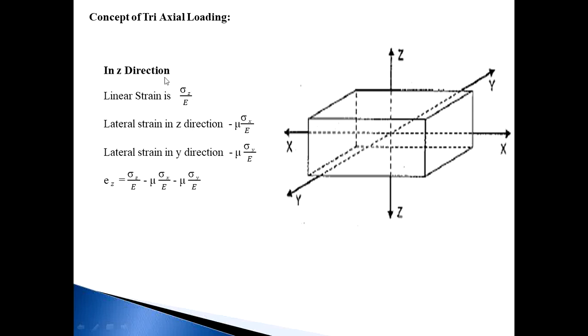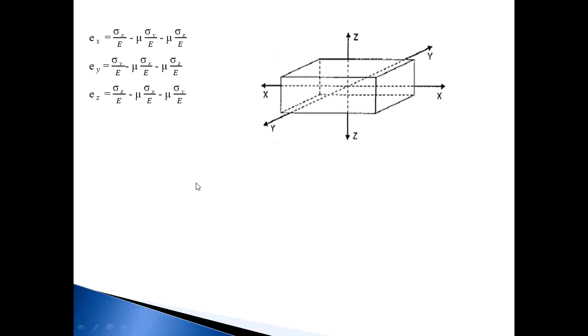Then next, in the Z direction. Now our linear strain is in the Z direction and the lateral will be Y and X. So the linear strain in the Z direction is sigma Z by E. Then the lateral strain in the X direction is minus mu sigma X upon E, and the lateral strain in the Y direction is minus mu sigma Y upon E. So the total strain in the Z direction, that is Ez, is equal to sigma Z by E minus mu sigma X by E minus mu sigma Y by E. This is the total strain in the Z direction.